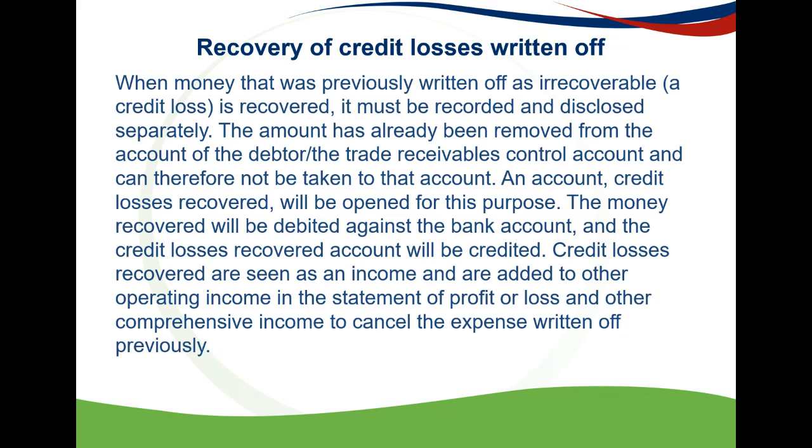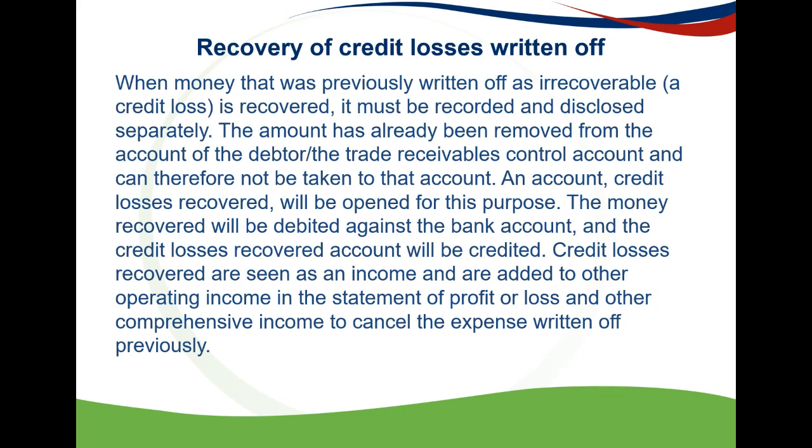And income increases on the credit side. So your credit losses recovered account will be credited, and your bank, an asset increasing, on the debit side, so you debit your bank account. The credit losses recovered are seen as an income and are added to other operating income in the statement of profit or loss and other comprehensive income to cancel the expense written off previously. So where you have written it off, you would have debited your credit losses and credited your debtor and the trade receivables control account.